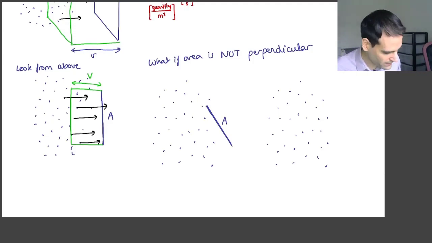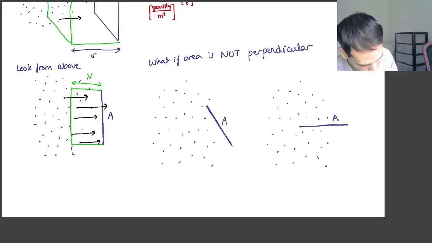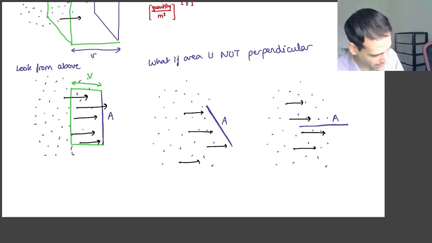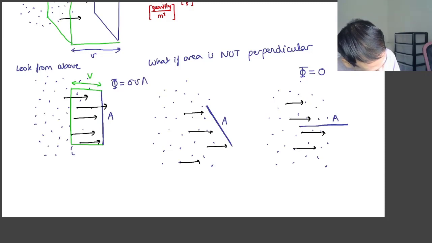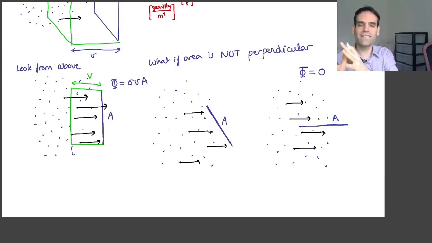In particular, imagine that I tilt it 90 degrees. So I put the net like this, and now my molecules are moving to the right. In this exaggerated case, no molecules are going to cross my area per unit time. So here the flux will be 0, while in the other case the flux is equal to density times speed times area. So what about an intermediate case? Of course we will be somewhere between 0 and this maximum amount.